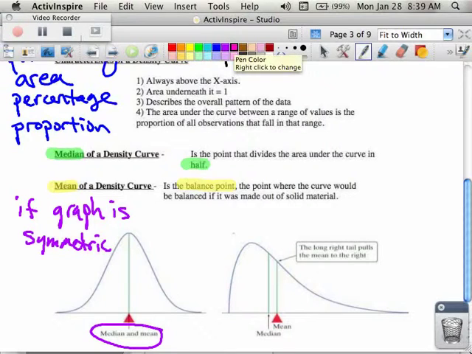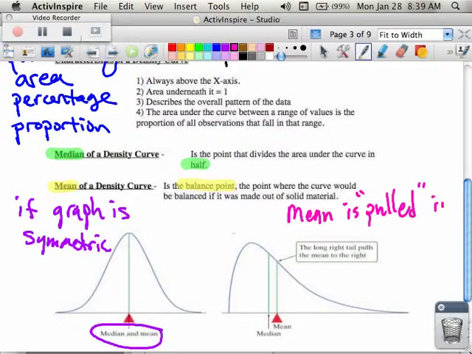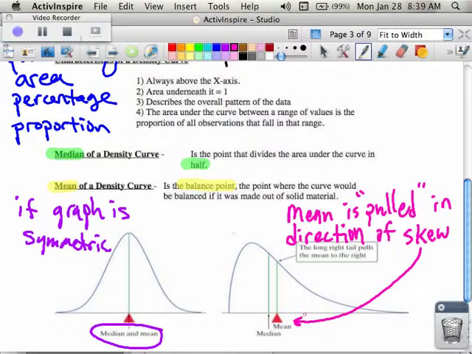Whereas when you see the mean in a different spot, your mean is pulled in the direction of the skewness, or the skew. So you'll notice how your mean here is pulled to the right because your skew is to the right. So the middle graph with 50% of the data on either side is the median, but your mean, the balancing point, is always pulled in the direction of the skewness.